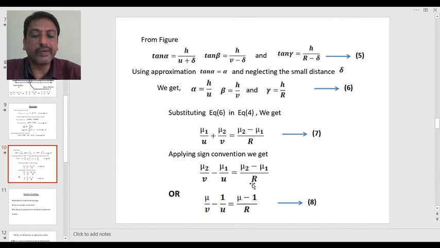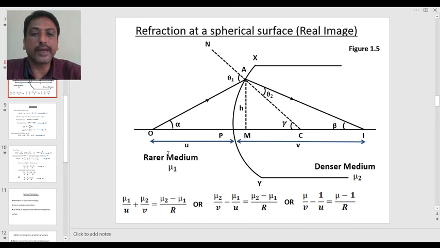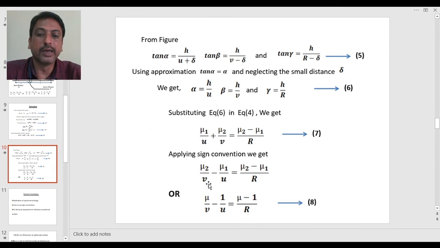Usually in our discussion with respect to this ray diagram, the rarer medium is always going to be considered as air. If I consider medium 1 as air, then its refractive index mu1 will become equal to 1. The second medium is also an optically transparent medium, having a refractive index slightly greater than that of the rarer medium. Hence it is known as the denser medium, whose refractive index is denoted as mu2. Since mu1 is equal to 1, I can take mu2 as mu. So mu2 is replaced by mu and mu1 is replaced by 1. Therefore, mu by v minus 1 by u is equal to mu minus 1 divided by r, which is known as the formula for refraction at a spherical surface. Is it clear, students? Okay.